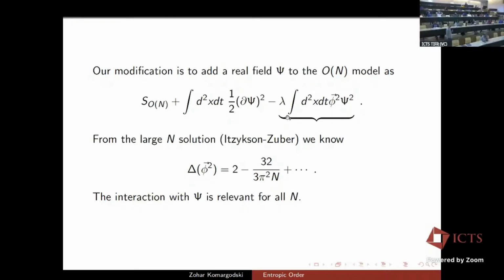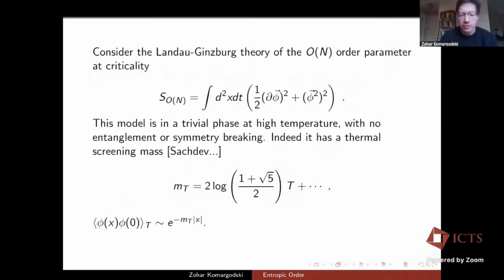Right. Yeah, so let's go back to the calculation of the standard O(N) model, which you can also find, I think, in Sachdev's book. What happens in this model is that you crank up the temperature and you get the thermal mass. And the field phi goes to the origin. So there is no symmetry breaking in this model at high temperatures, because you get a positive thermal mass squared. And as you crank up the mass, the field goes closer and closer to the origin, and correlations go to zero exponentially.